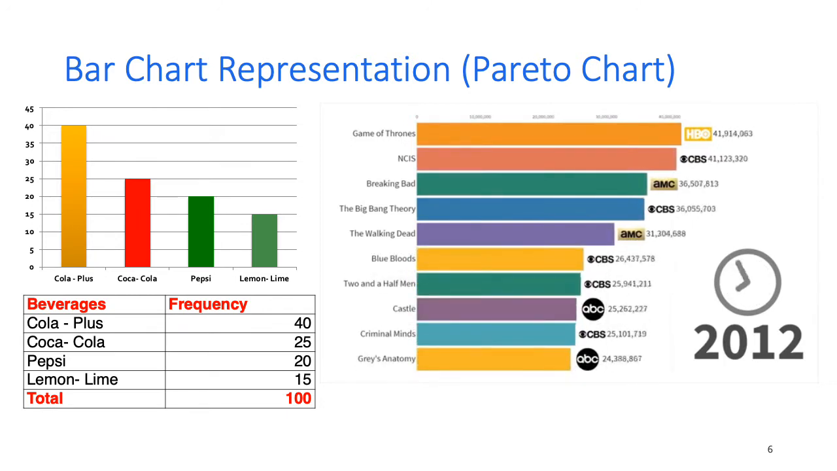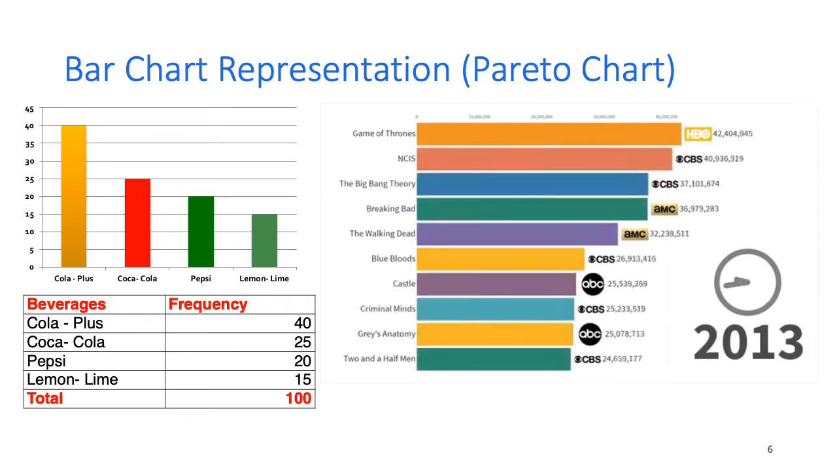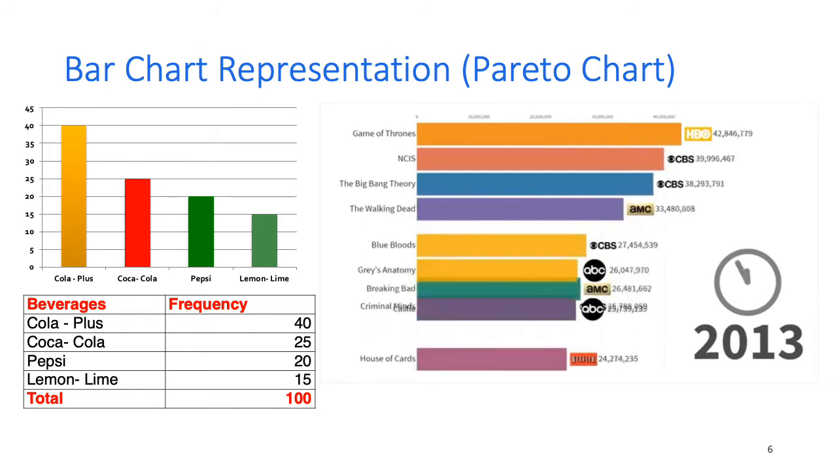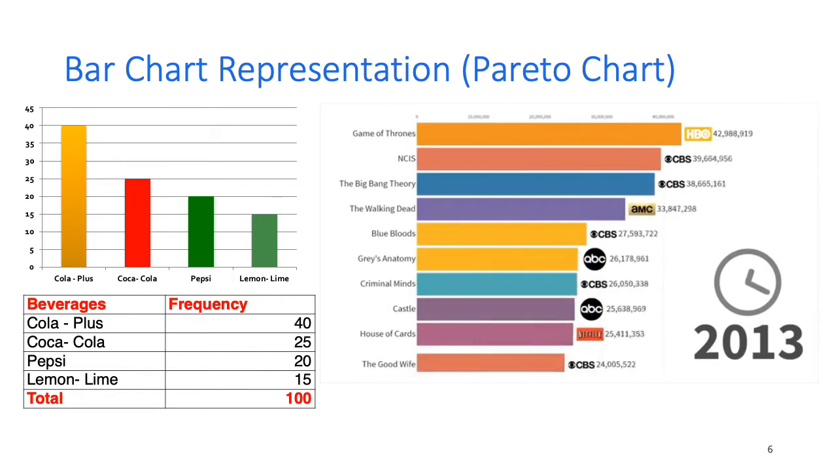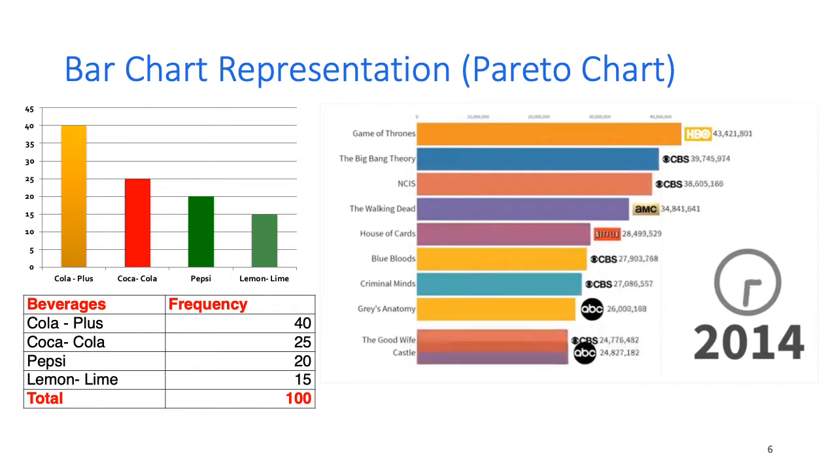This is a new type of bar chart representation. This is on YouTube. They're called racing bar charts. This one in particular is showing the most popular television show from 2009 to about 2019. There's so many different varieties of these. It's just a really fun way to look at graphics.